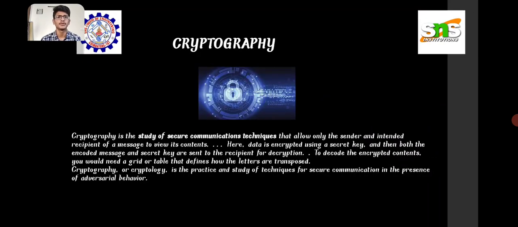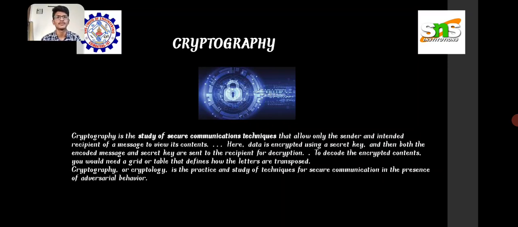First, cryptography. Cryptography is the study of secure communication technologies that allow only the sender and intended recipient of a message to view its content. Here, data is encrypted using a secret key, and then both the encoded message and secret key are sent to its recipients for decryption. To decode the encrypted contents, you would need a grid or table that defines how letters are transposed. Cryptography or cryptology is the practice and study of techniques for secure communication in the presence of adversarial behavior.